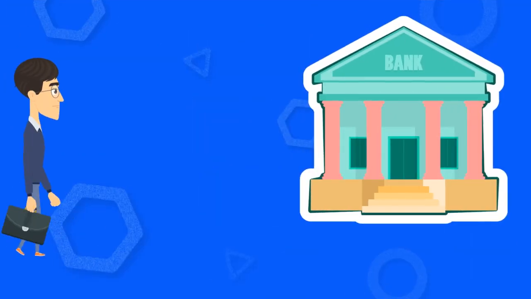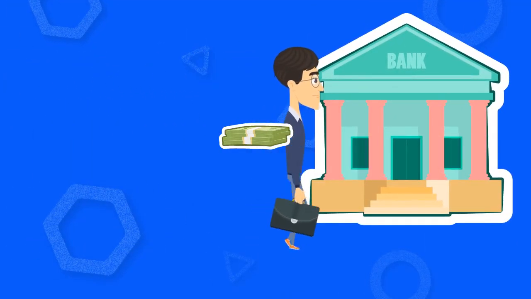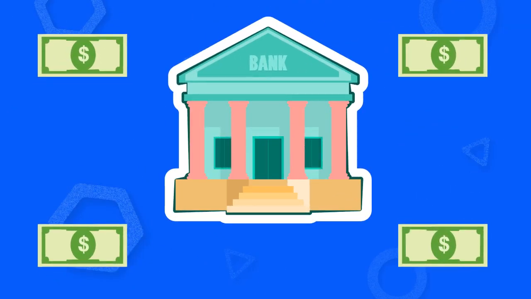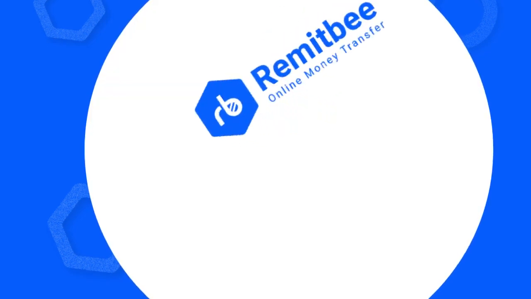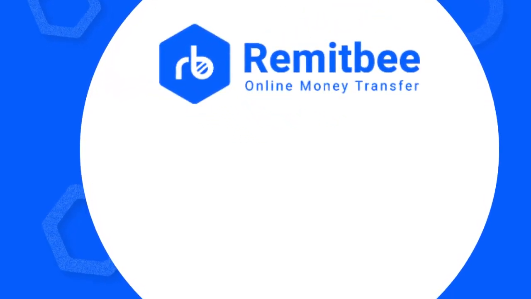If you would prefer to send a transfer by cash, then you will need to go to your nearest bank branch. Step 1. Bring your cash to your bank branch. Step 2. Let the teller know you would like to pay a bill to Remitbee.